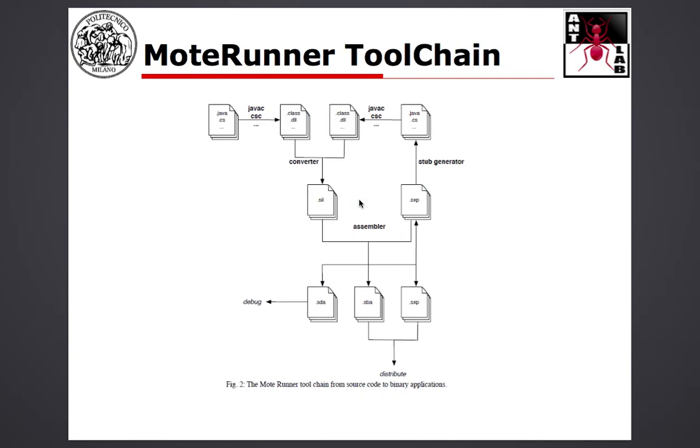Let's see a little bit what the process is that produces an executable for a mote starting from a source code. This is basically what is called the compiling process in old systems. We have seen the compiling process. Here it's a little bit more tricky, but the messages are the same. So you start with the source code, which is either in Java or in C#, so you can start with one of the two, and then you call the MoteRunner compiler, which is the tool that produces an executable starting from the source code. We will see how to use it.